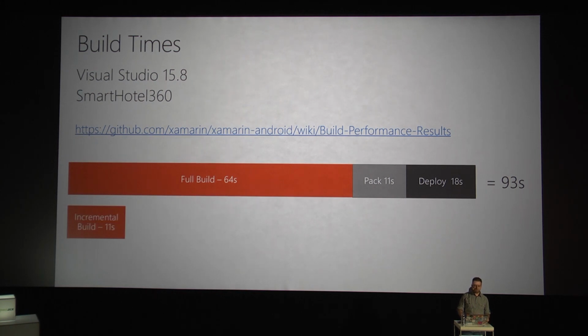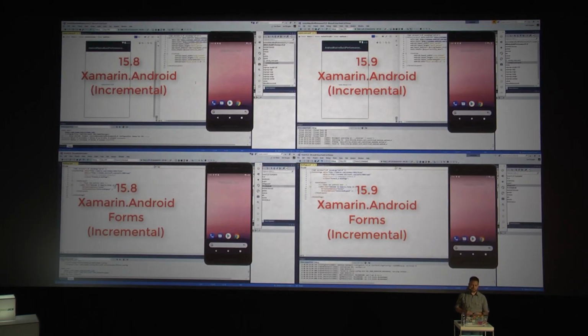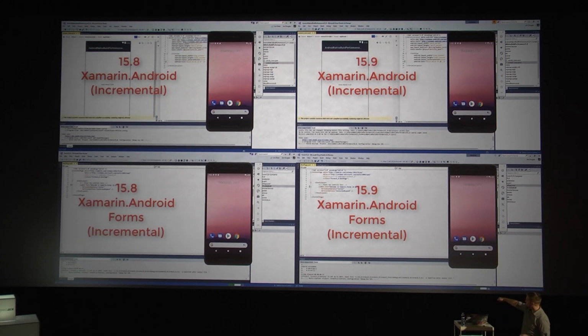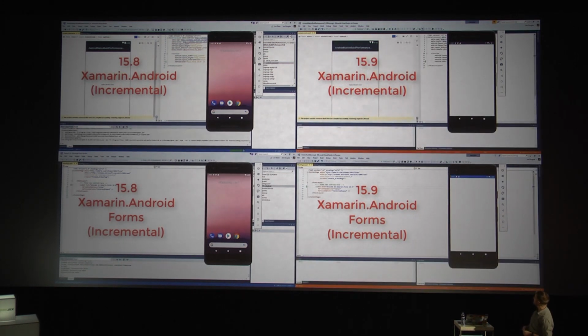If we look at what we measure for incremental builds, we've got 11 seconds, and then 11 seconds for packaging because packaging just takes what it takes. And then deployment 9 seconds, for a total in 15.8 of 31 seconds. So we can do better. So here are some screen recordings, if this is actually playing. You can see the output at the bottom is actually playing. So that's 15.8 on the left, 15.9 on the right, Forms on the bottom, traditional Xamarin Android on the top.